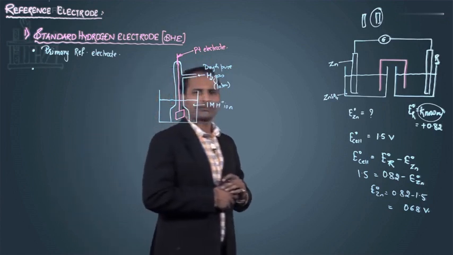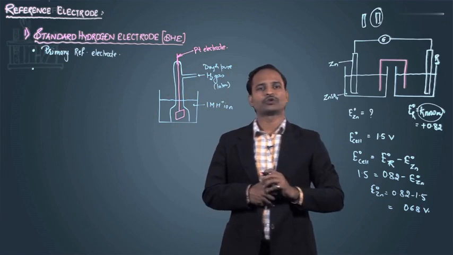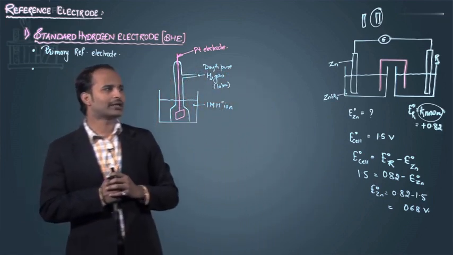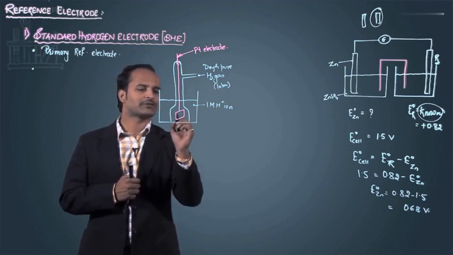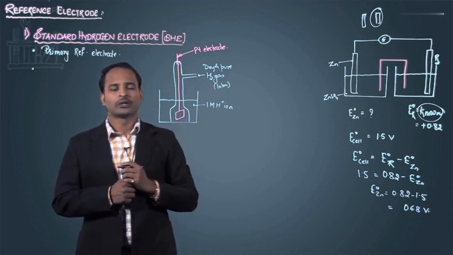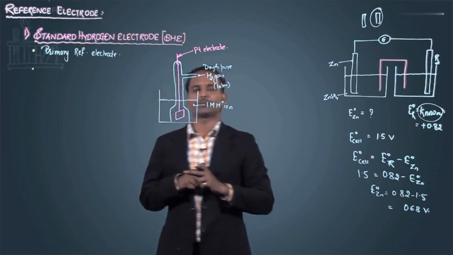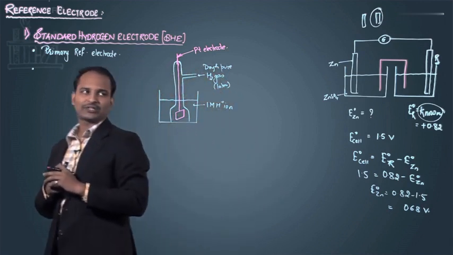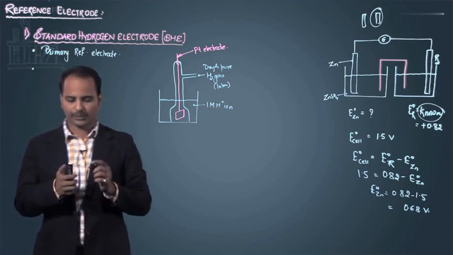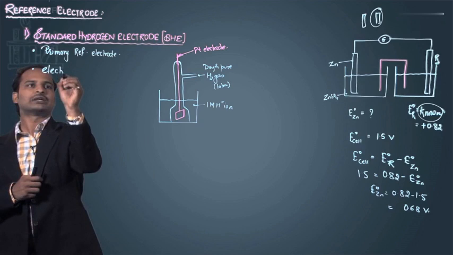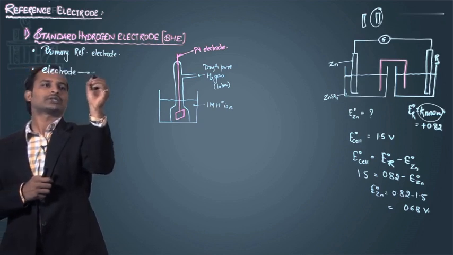Platinized platinum, or platinum black, is coated only to provide a large surface area. The reaction takes place on the surface of this platinized platinum, so the rate of reaction depends upon the surface area. It is coated with platinized platinum only to increase the surface area so that more reaction will take place. So the electrode used is an inert electrode, that is, a platinum electrode.